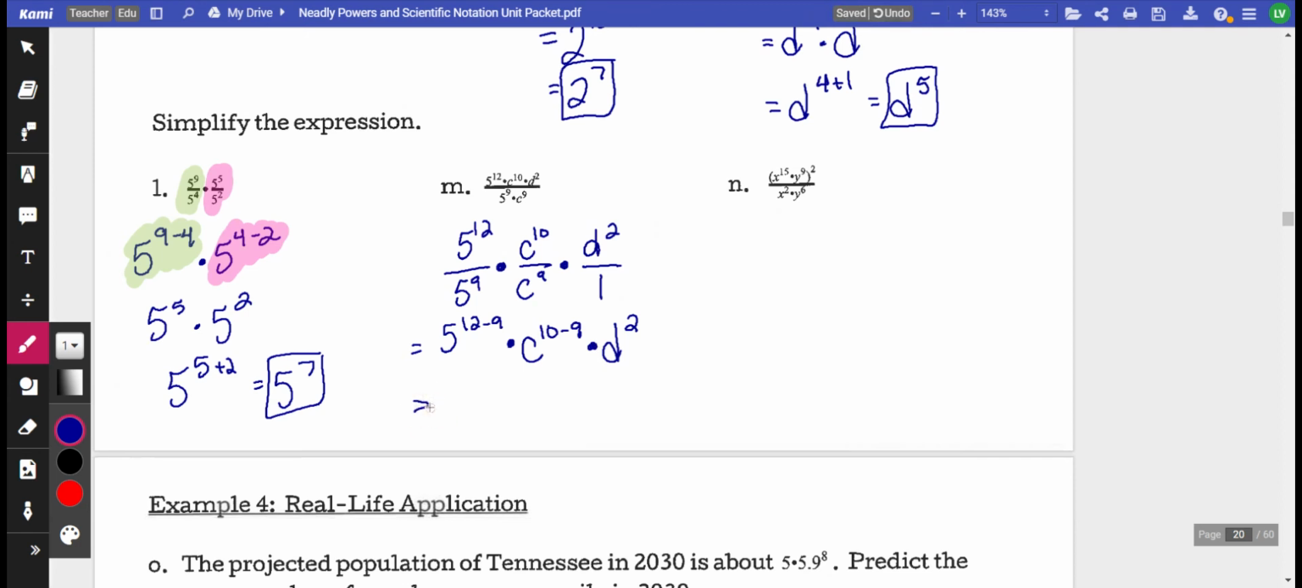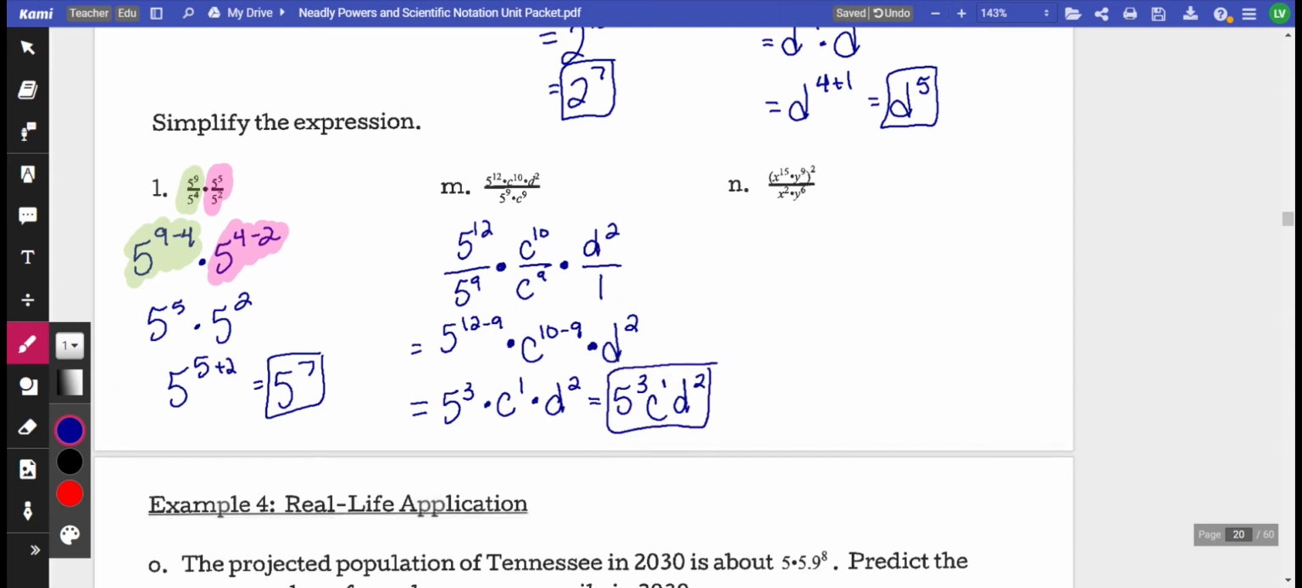Now continuing to simplify, 5 to the 12th minus 9 is 5 cubed times c to the 10th minus 9 is c to the 1st times d squared is just d squared. My last step is to make this 5 cubed c d squared. Now you could have a 1 with the c, that would work as well.